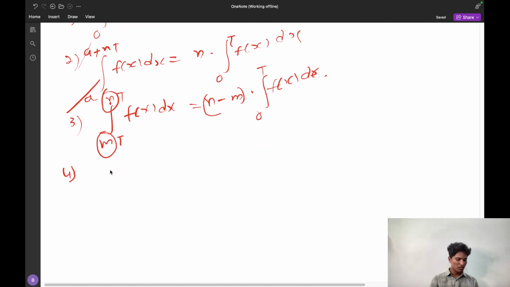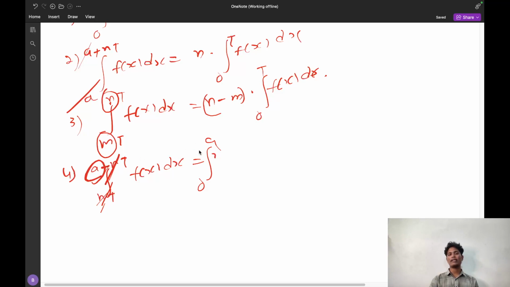That is the fourth one. Again, that is integral n t to a plus n t, f of x dx. What will you get? You will get 0 to a; n t is cancelled. The below and above limits, if they are the same, they can be cancelled, and the remaining thing, that is 0 to a f of x dx, is the answer.